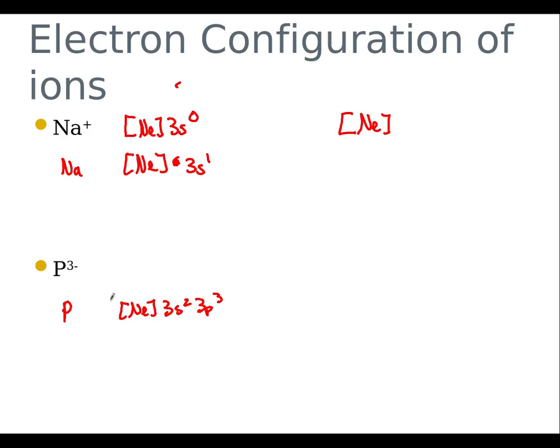And phosphorus, rather than go up to argon, we actually draw the neon 3s2, and then we put those other 3 in there, so this becomes 3p6. So to do the electron configuration of ions, do it neutral, and then add or remove the electrons from the orbitals you need to.